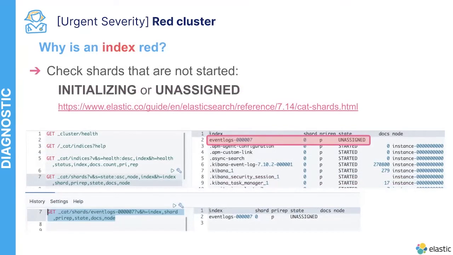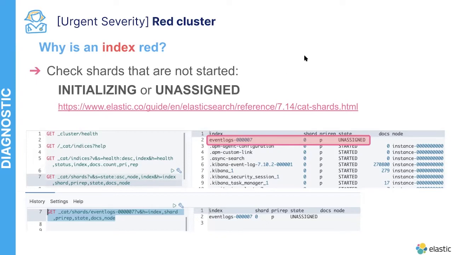We will see if one or more shards from different indices are not allocated and what their status is. Primary shards in state unassigned would cause a red cluster. And we can see this is indeed the case here. The index event log 7 has one primary shard which is not allocated. If it was a replica, we would see a yellow status. Though being a primary, we do not have data for that index at all, and the index will therefore be red.